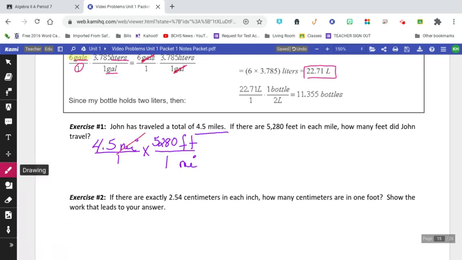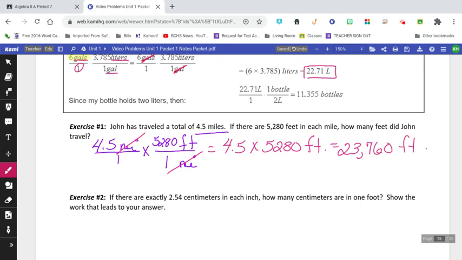The miles cancel. And you can rewrite this if you want, but you don't have to. So now we have 4.5 times, this is one of the few times I'll use an X for multiplication, 5,280 feet. You put that in your calculator and you get 23,760 feet. So again, I just multiplied.